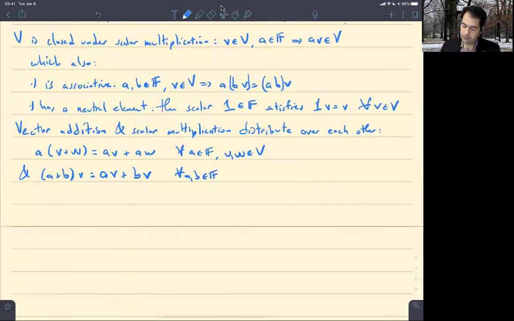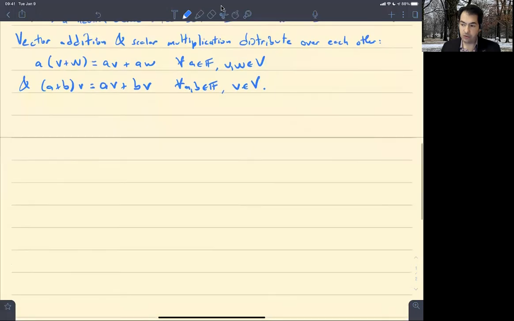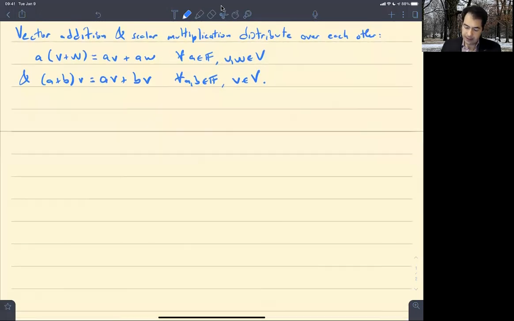So that's the definition of a vector space. Again, it's just like the definition of a field. We have a set with some operations and a distinguished element, and then just those properties those operations are required to have. Okay, so let's look at some examples.